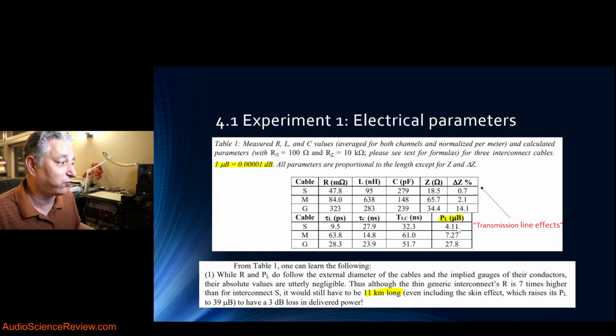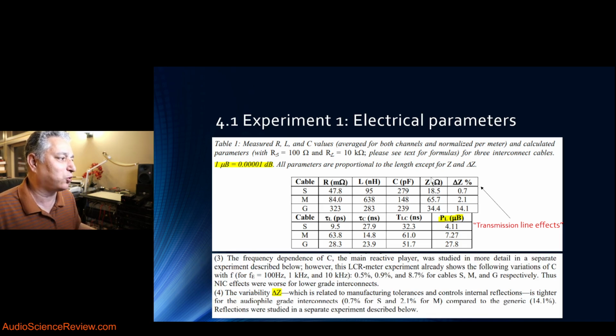But in reality, if this 4.11 is actually 0.00004.1, this is an exceptionally small number, the power losses over this 2-meter cable, which is of course true because the resistance of it is only 47 millionths of an ohm. The resistance is not a problem in an interconnect cable. Thankfully, he comes to his own senses and says, oh yeah, for this to matter, to get a 3 dB loss, it has to be 11 kilometers long. Of course, it has to be that long to matter. So he dismisses that the resistance is an issue.